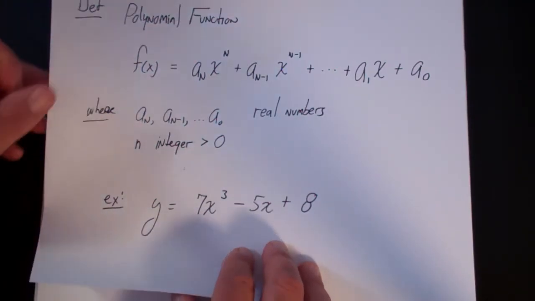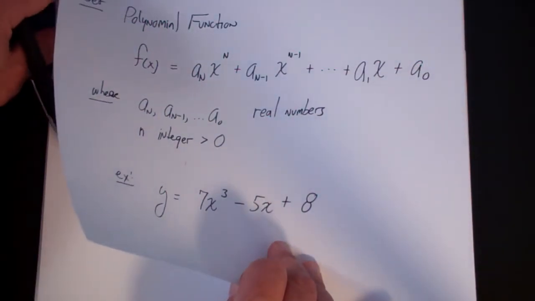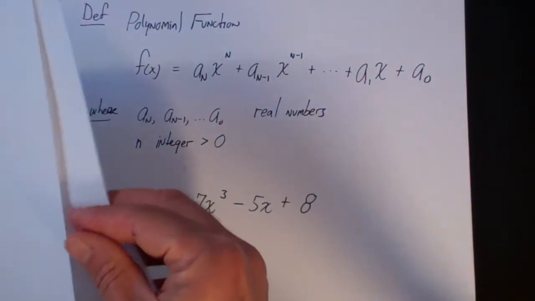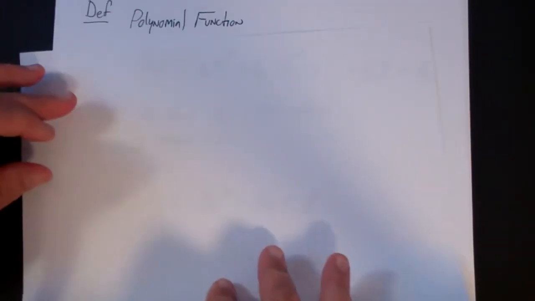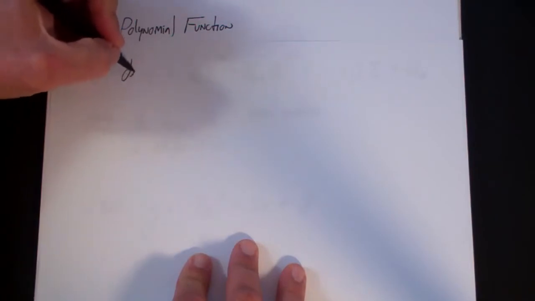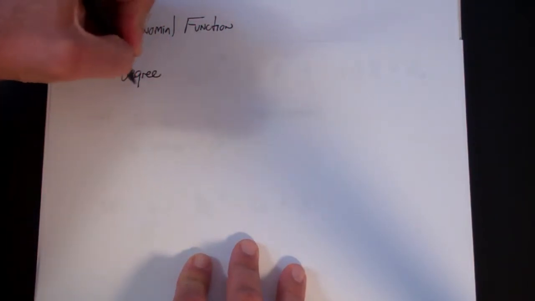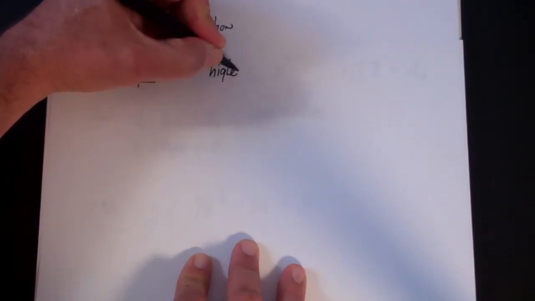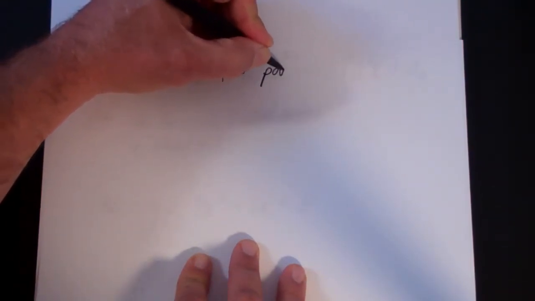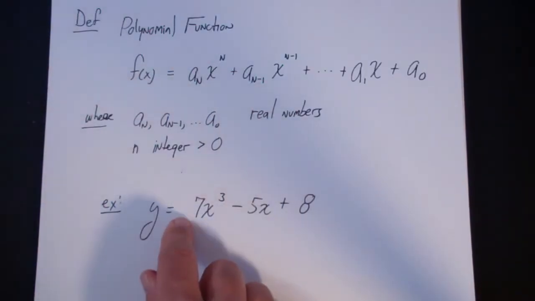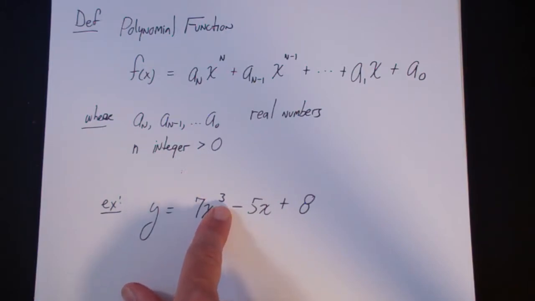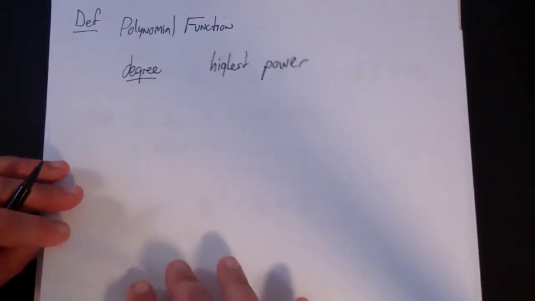So let's look at a couple of terms associated with the polynomial function. The first thing is the degree of a polynomial. The degree of a polynomial is simply defined as the highest power. So if we go back to our previous example, y is equal to 7x cubed minus 5x plus 8, the highest power is 3, so we say this is a polynomial of degree 3.